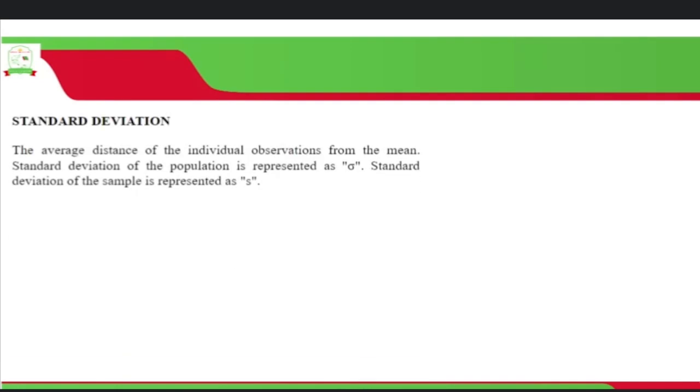So that is why we move on to the standard deviation, which gives us the average distance of each individual observation or data point from the mean. So for a population, the standard deviation is represented as sigma, and for a sample, it is usually just represented as S.